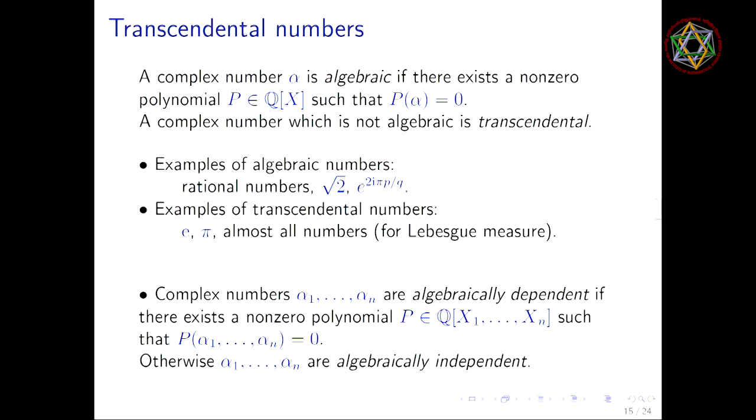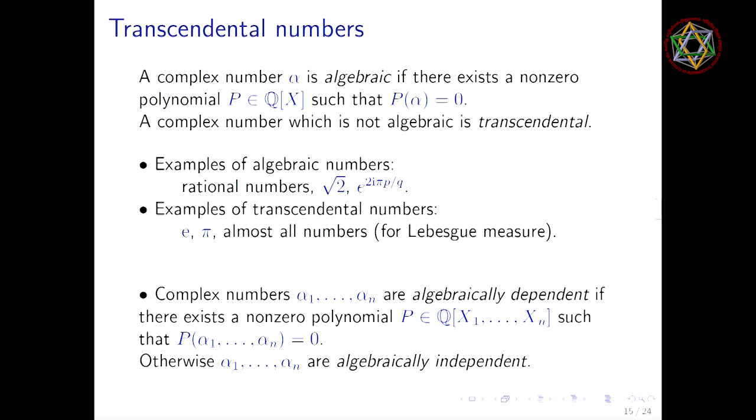So we have examples of algebraic numbers, which are the rational numbers, square root of 2, the roots of unity. And we have examples of transcendental numbers: e, pi, and almost all numbers for Lebesgue's measure. We have a good collection of transcendental numbers, but we have many more conjectures than theorems, and I will come back to this fact right now.